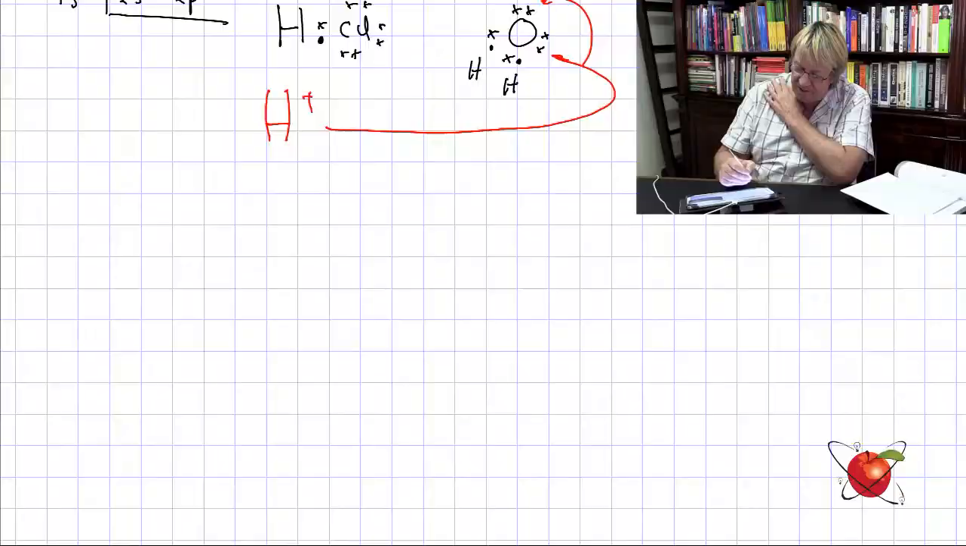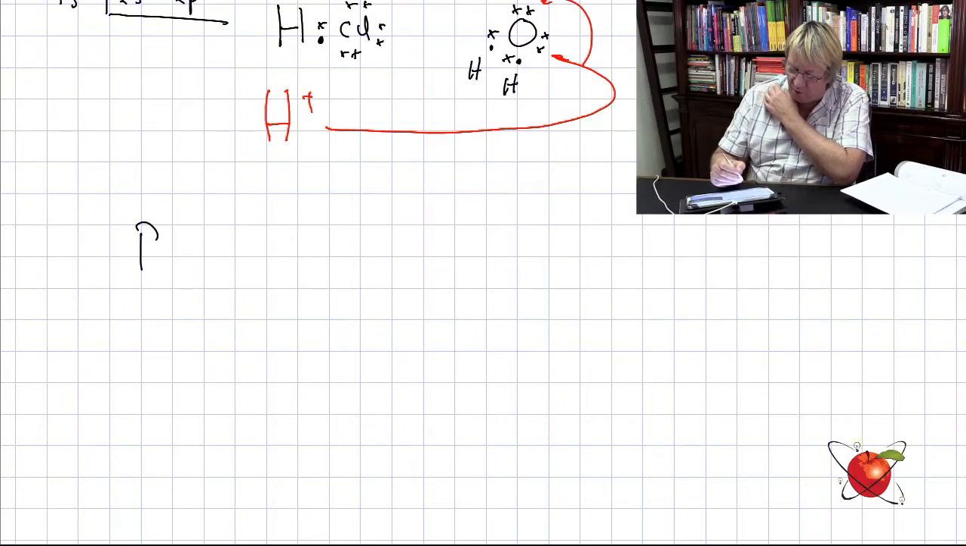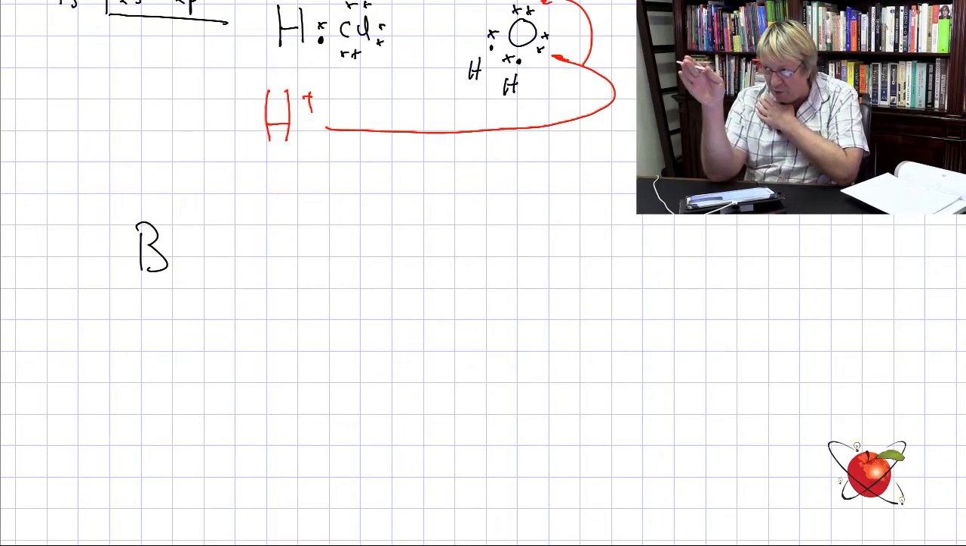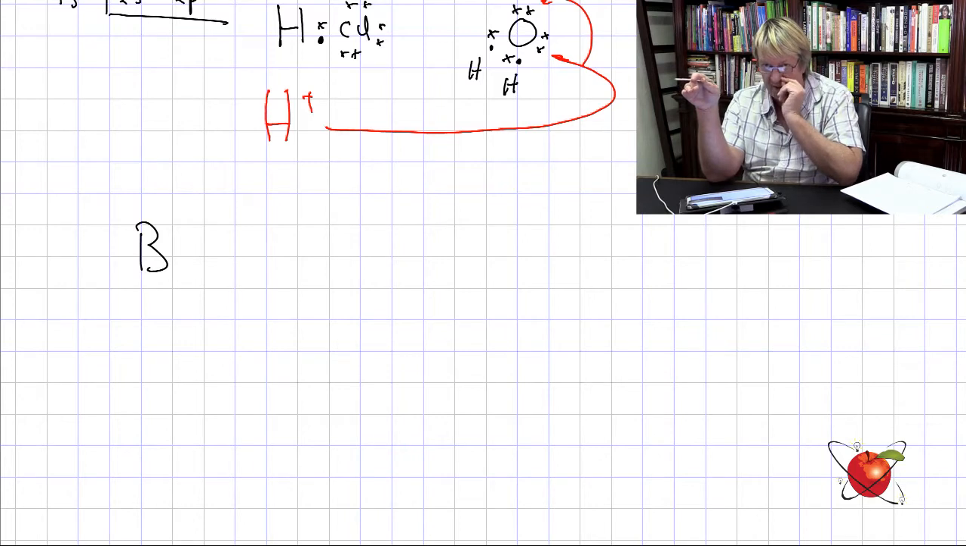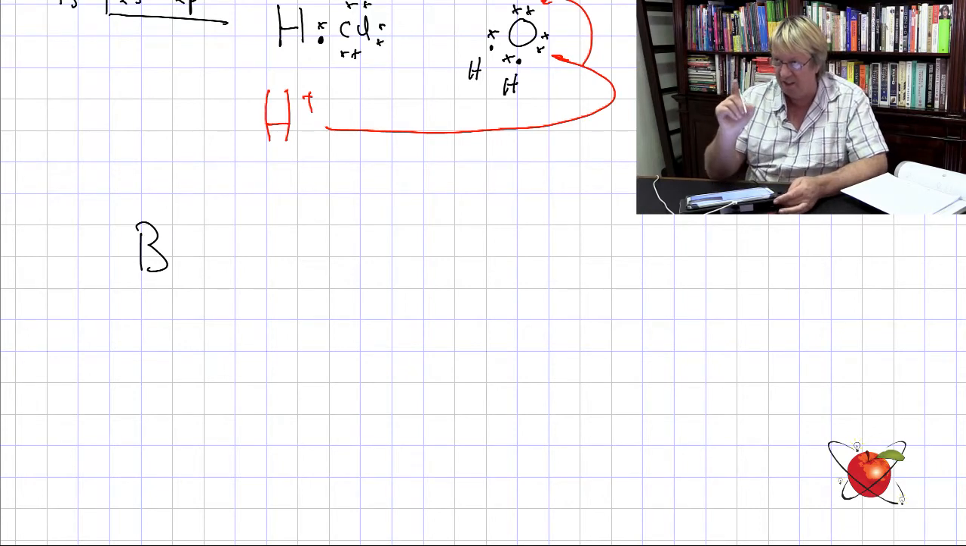Let's have a look at a different form of dative covalent bonding, a different example. This is a different type of it. Boron. Now, this happens with boron and aluminium. The same thing happens because they're in the same column, aren't they? Boron, if we look at it, it's 1, 2, 3, 4, it's 5.